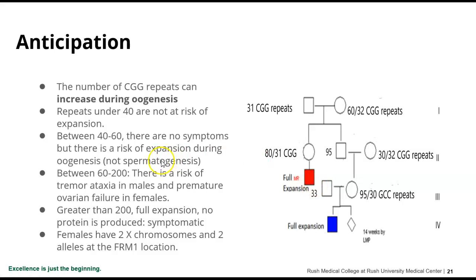So between 40 and 60, no symptoms. 60 and 200, there's a risk of the premutation, tremor ataxia in males, premature ovarian failure in females. Greater than 200, no protein is produced, and males have symptoms. About half of females have symptoms.